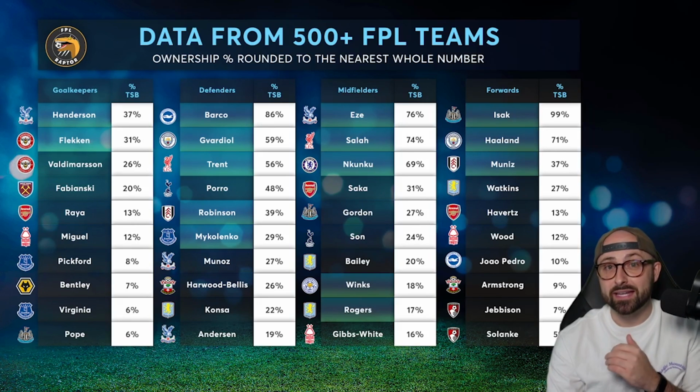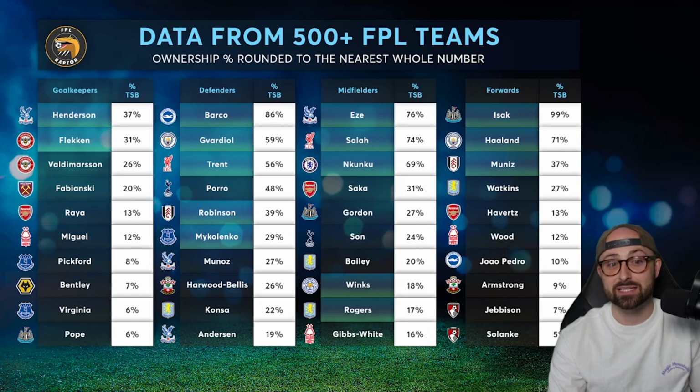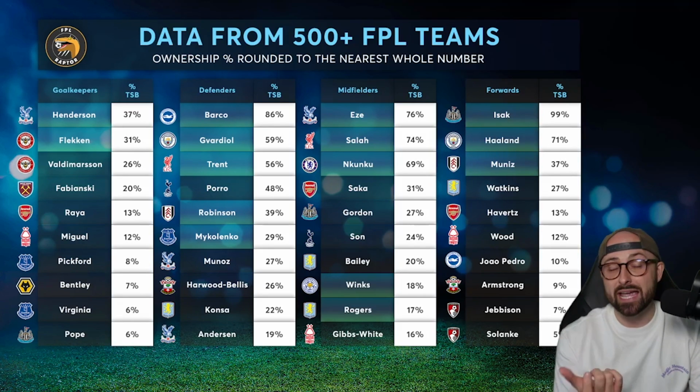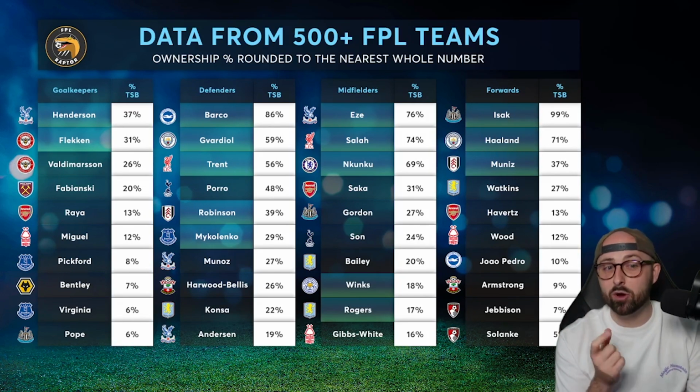Gordon up at 27%. He is creeping into more and more teams the closer we get to the deadline. I love him as a pick. Only 7.5. Only 0.5 more than Eze. Is he better than Eze? Maybe not, but I definitely think it's close. You could go there if you wanted to.